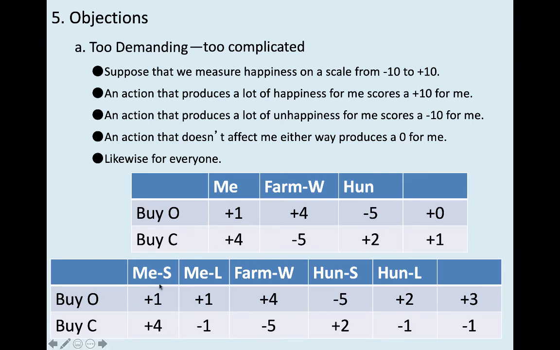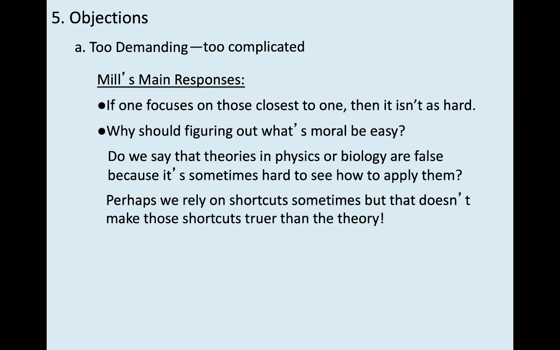Moreover, there might be distinctions between me in the short term, which one's better for me in the short term versus which one's better for me in the long term. And the same thing might hold for the farm workers and the hungry people and so on and so forth. And consequently, I'm going to need to do some incredibly complicated investigation and calculation to do something as simple as figure out which tomato to buy. Well, that's a lot to ask. So how can you respond?